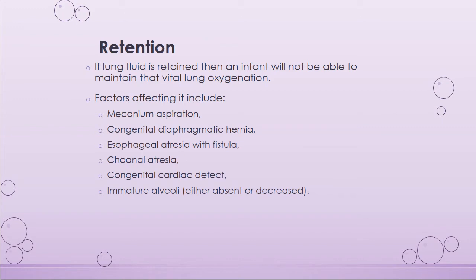A reduction in vascular resistance also aids in accommodating this flow of the lung fluid. If lung fluid is retained, then an infant will not be able to maintain that vital lung oxygenation. Some factors that could affect it include meconium aspiration, congenital diaphragmatic hernia, esophageal atresia with fistula, choanal atresia, congenital cardiac defect, or immature alveoli that can be either absent or decreased.